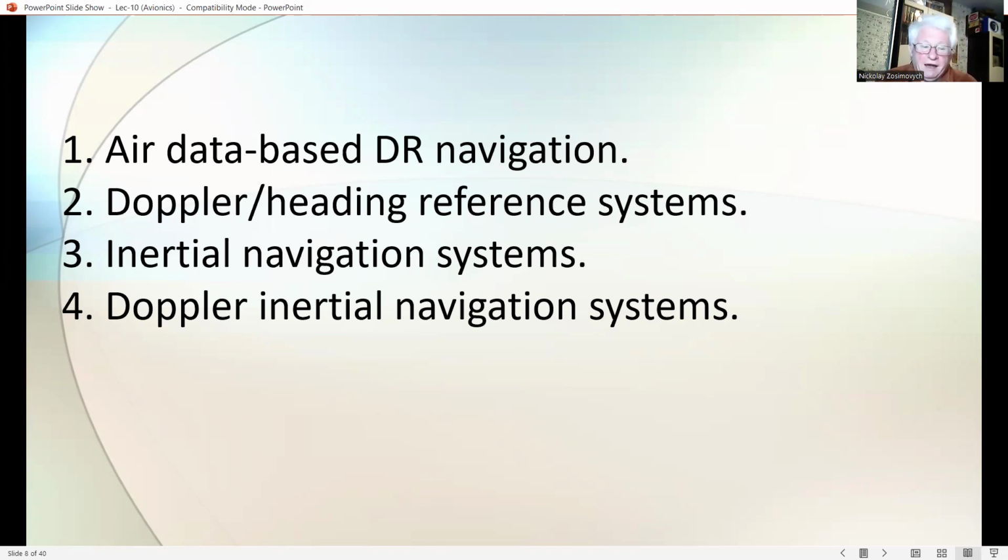Second, Doppler or heading reference system. These use a Doppler radar velocity sensor system to measure the aircraft's ground speed and drift angle. The aircraft heading is provided by an attitude heading reference system. Third, inertial navigation system.